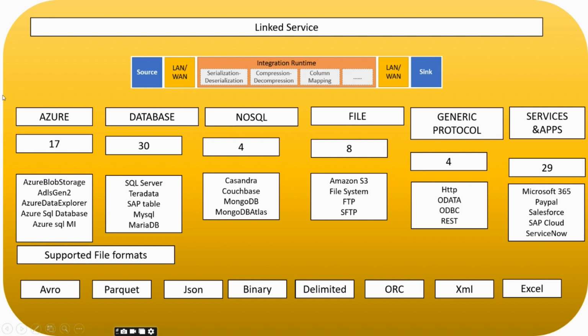So if you take Azure, under the Azure category, we have 17 different types of connection stores available. If you take a database, we have 30 different types of connection stores available. For NoSQL, there are four types of connection stores available. If you take a file, we have eight different types of connection stores available. And if you take a generic protocol, four types. And if you take services and apps, 29 different connection stores are available as of today.